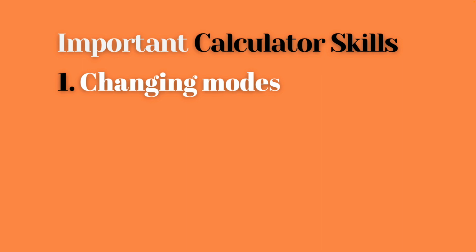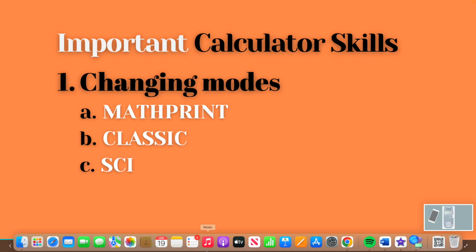We have some important calculator skills to learn. Let's talk about changing modes. The three big modes that I want to talk about that are useful for the GED are Math Print and Classic. We can switch back and forth between those two. And then the scientific mode. We can switch our calculator from normal to scientific mode in certain situations. So let's go look at how to do that.